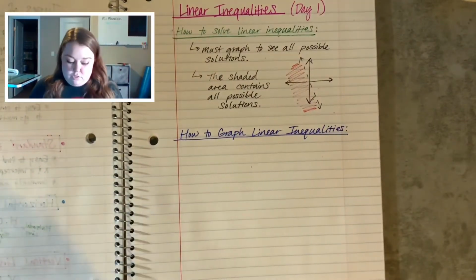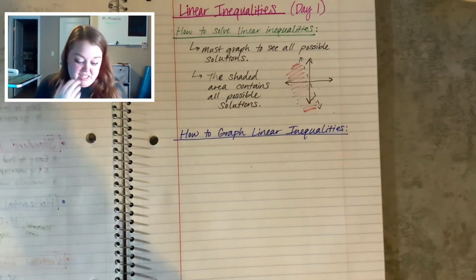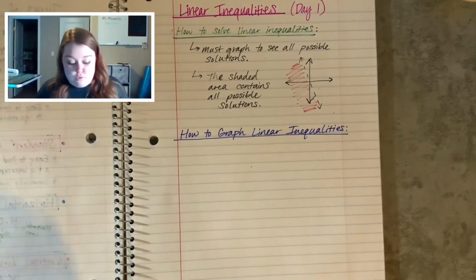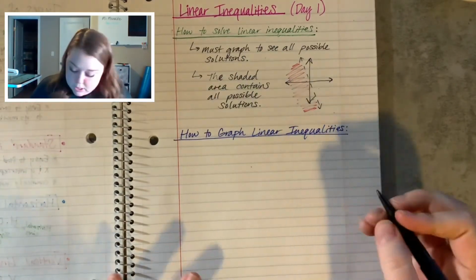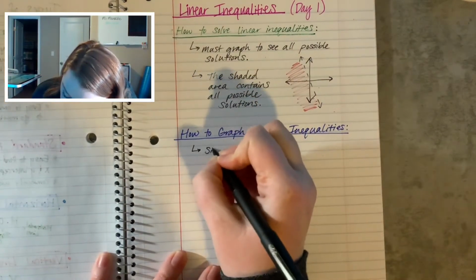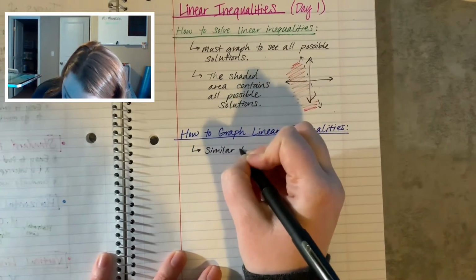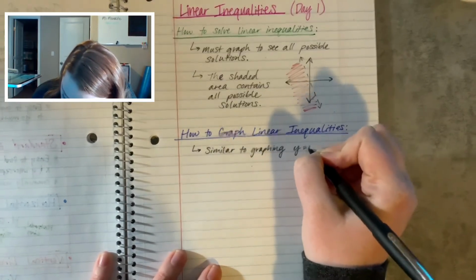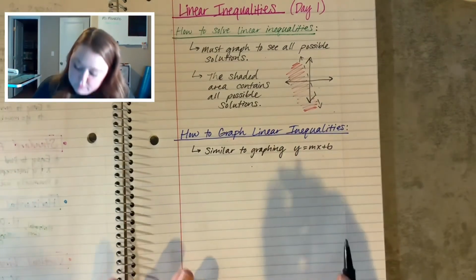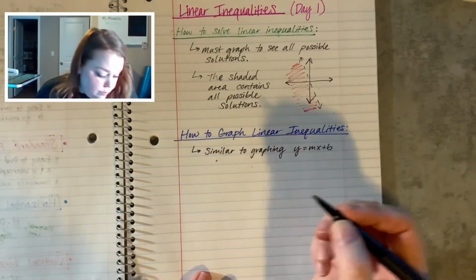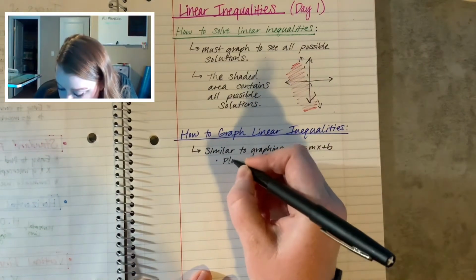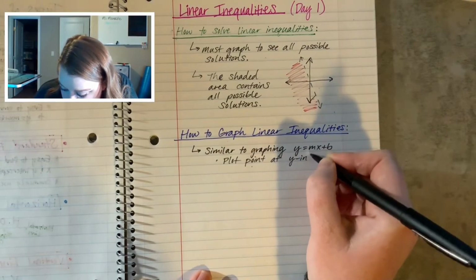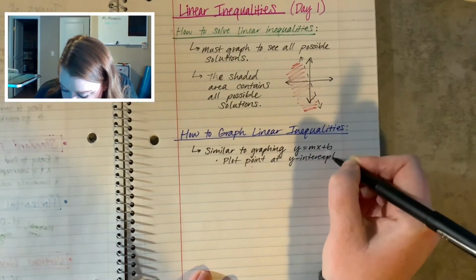So graphing, you graph it similar to slope-intercept form. Start with the y-intercept and then use the slope to make new points. So we'll tell ourselves that it's similar to graphing y equals mx plus b. Plot a point at the y-intercept, which would be your b value.